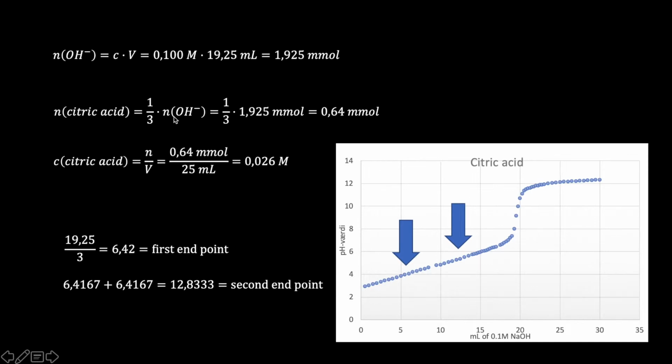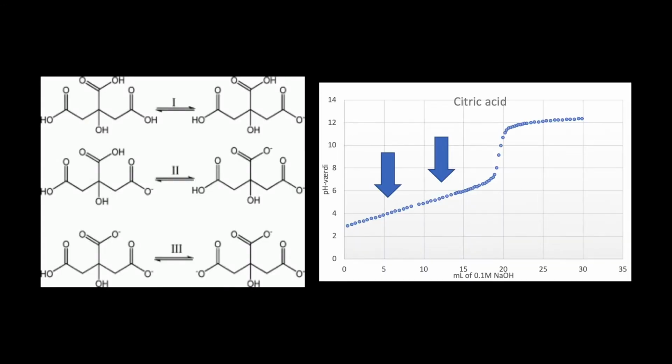we have to divide the amount of substance for the OH minus ions by 3, so we get the amount of substance for the citric acid, only the first time, because there's really only citric acid in the first reaction. This is no longer real citric acid, it's a different kind.